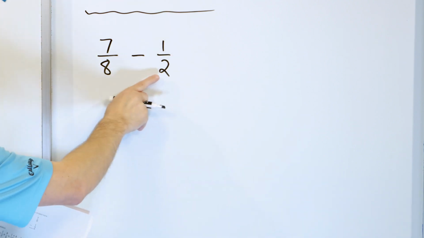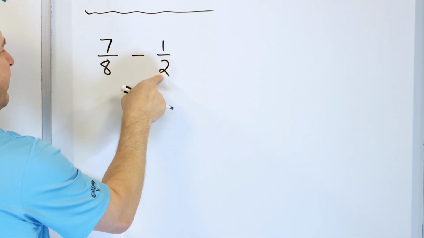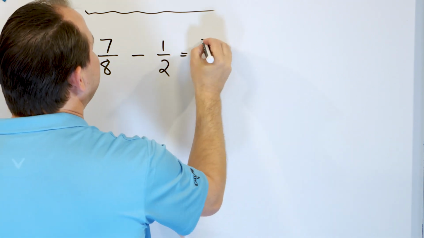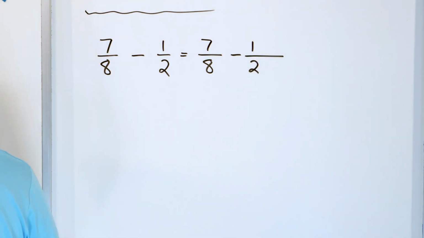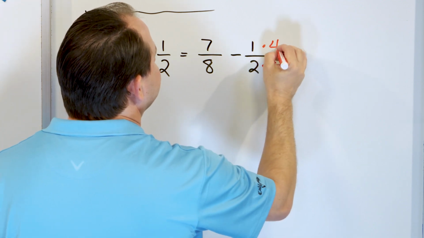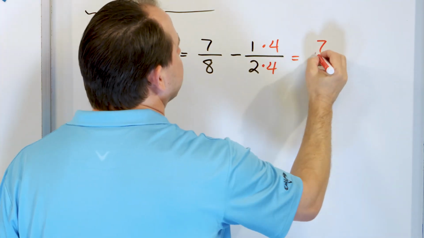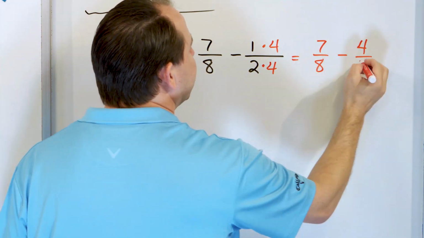I have an 8 and I have a 2. Easiest way to make these the same is just to multiply this by 4. 2 times 4 is 8, and then it will match. So I'll keep the 7/8, and then I will rewrite the 1/2 by multiplying by 4, multiply by 4. And then I'll have 7/8 minus 1 times 4 is 4, and 2 times 4 is 8.